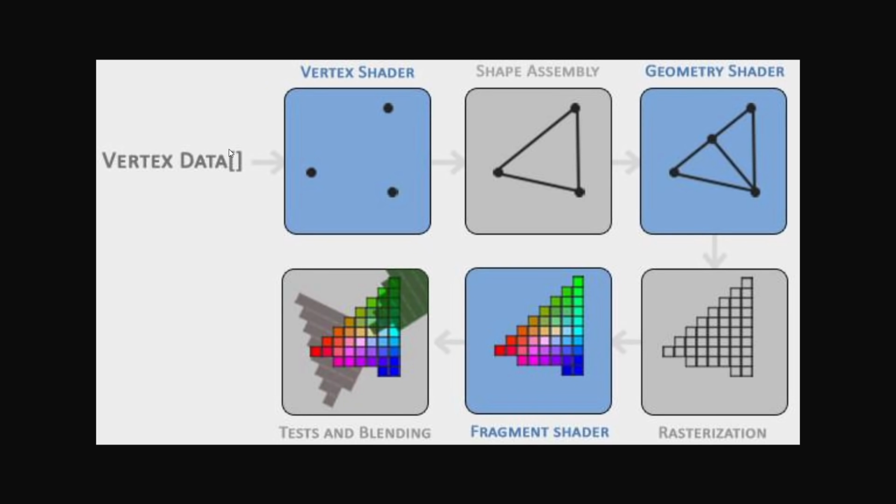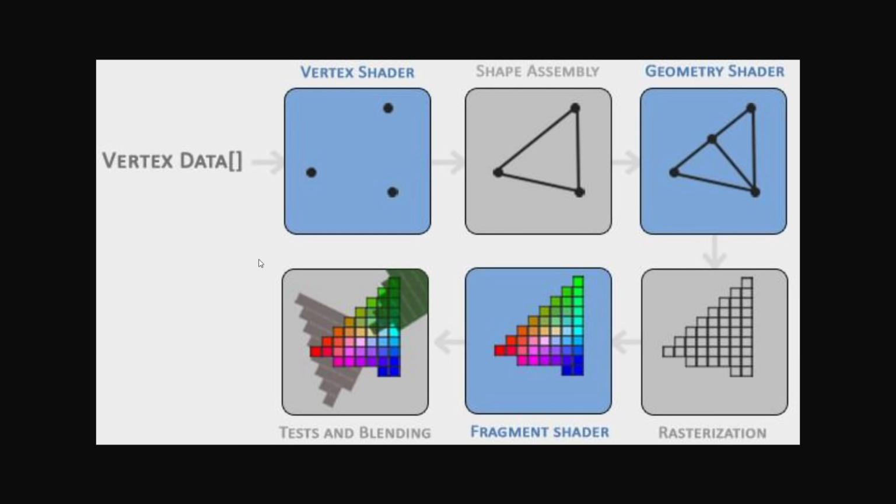Now the input is called the vertex data. This is just an array of, well, vertices. Though they're not mathematical vertices, since each vertex, besides having a position, also contains other data, such as color or texture coordinates.